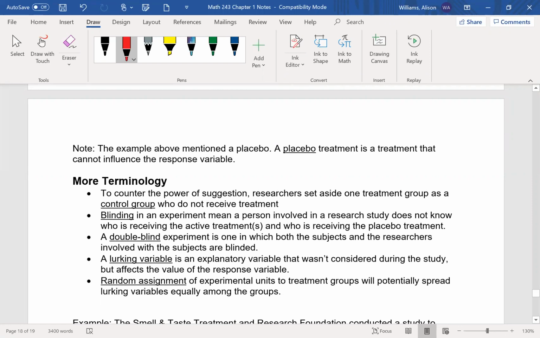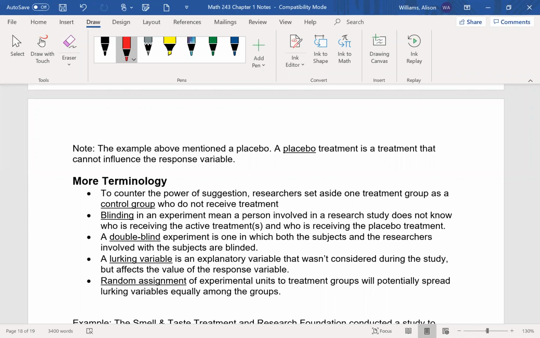So, to counter the power of suggestion, researchers set aside one treatment group as the control group who do not receive treatment. So, this is if we're worried that maybe the people might be influenced by not taking anything at all, and therefore maybe they treat themselves worse. They go on living poorer lives than the people maybe who would take the aspirin. So by giving them a pill, we might be encouraging them to take care of themselves and therefore put themselves on a level footing with the others.